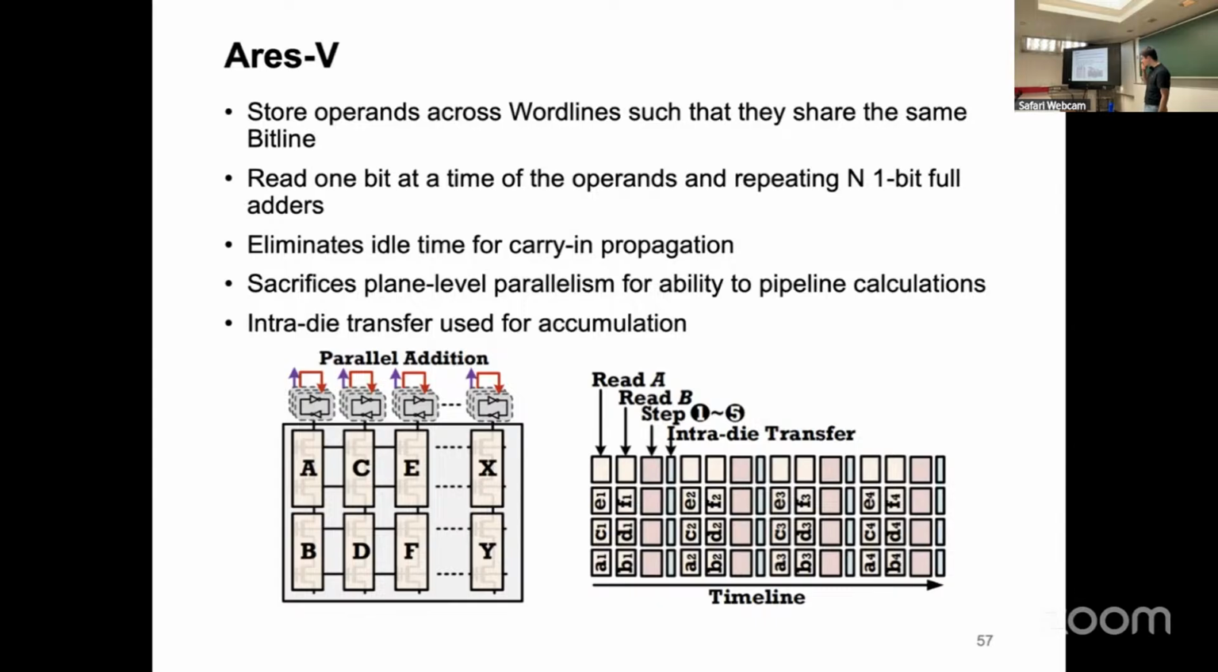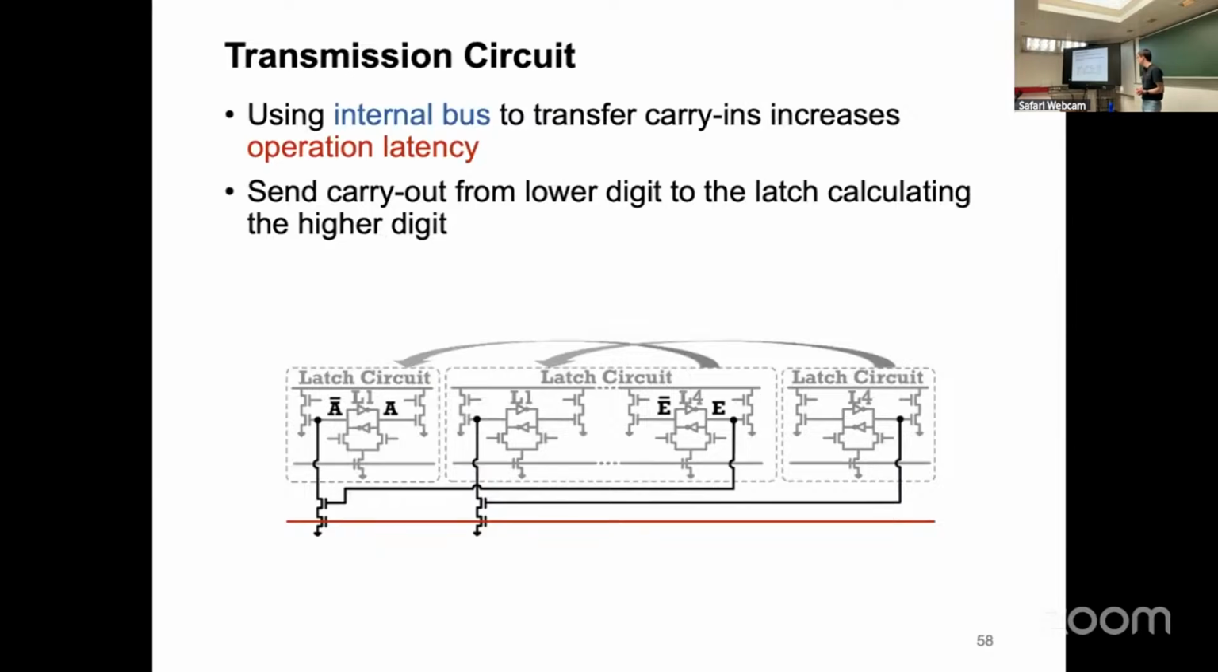So I've talked about transmitting 1 bit from one latch circuit to the next. This is done using a transmission circuit, which they propose, because using the internal bus to transfer the carry-ins increases the operational latency. So they propose this circuit to be able to send the carry-out from the lower digit to the higher digit, from the fourth latch into the first latch, by just enabling the bottom line.